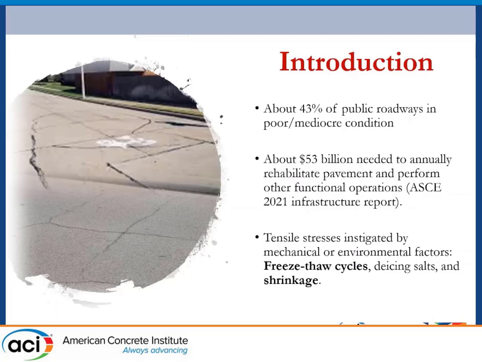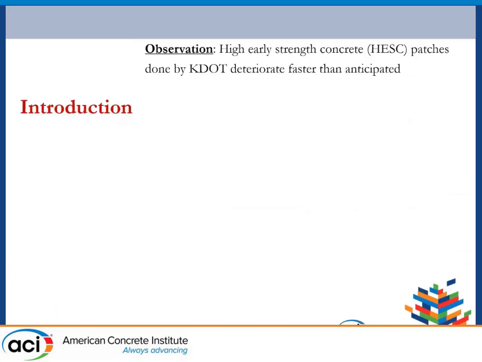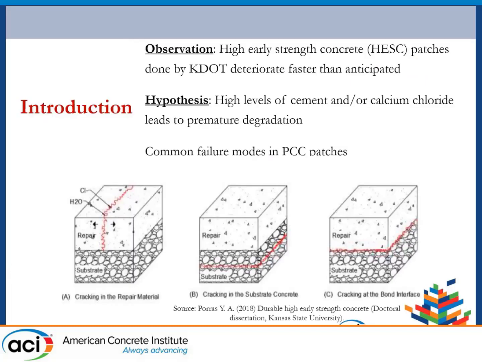For this purpose, the Kansas Department of Transportation supported this research, where the deteriorated concrete pavement was replaced to increase the overall lifespan of the concrete pavement. But even after that, there was still damage observed in the concrete pavement. One of three types of failures was observed: cracking in the repair material, cracking in the substrate concrete, and cracking at the bond interface. This research focuses on type 1, which was the cracking in the repair material.